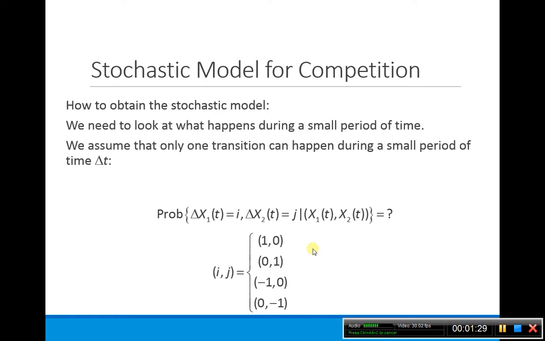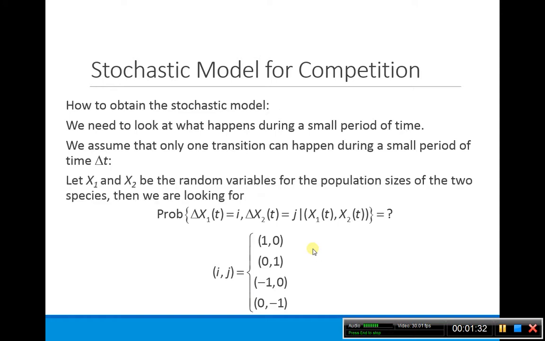What we want to do is look at what happens during small periods of time. We want to look at the probability that only one transition happens during a small period of time, and think about what the different transitions could be. Here we let capital X1 and capital X2 be the random variables for populations 1 and 2. We're looking for the change in x1 and the change in x2, given some current value for x1 and x2.